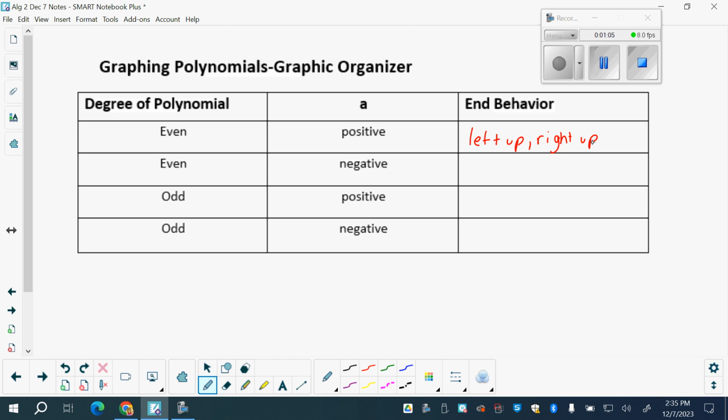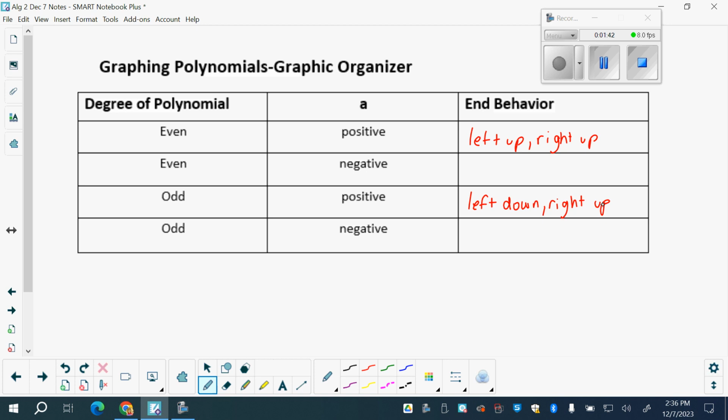So you want to fill that in your table. So today, all we're going to be doing is the a is positive. Tomorrow, we will mix up the a is positive and the a is negative. So then on odd, degree of polynomial is odd. If the a is positive, it is left, down, right, up. Always when that degree is odd.